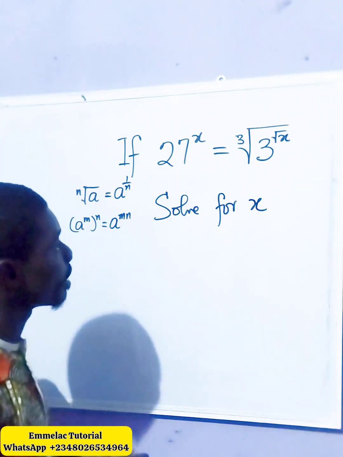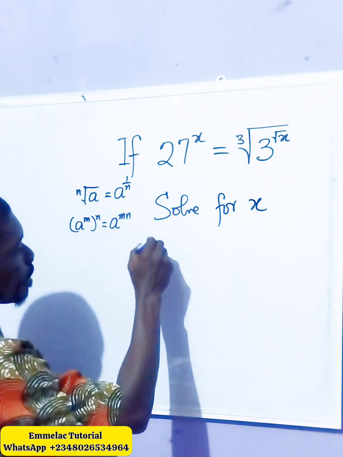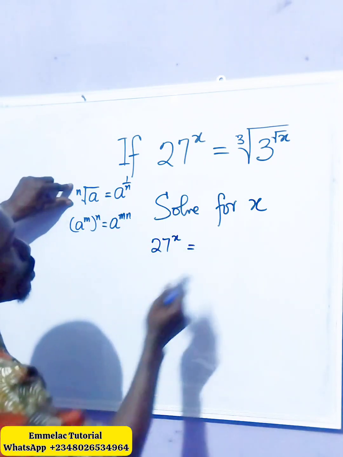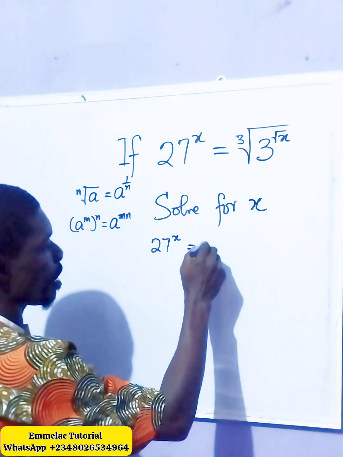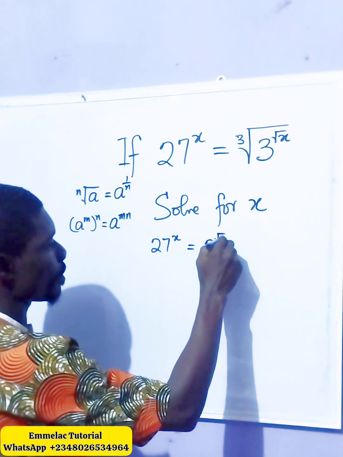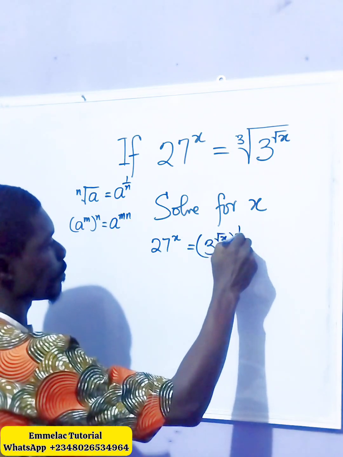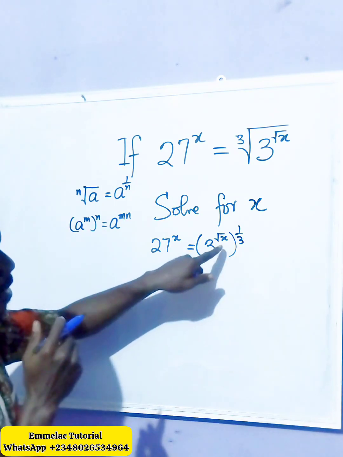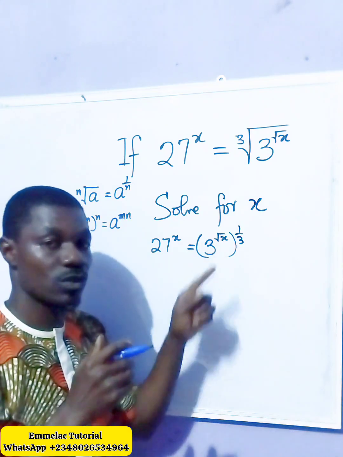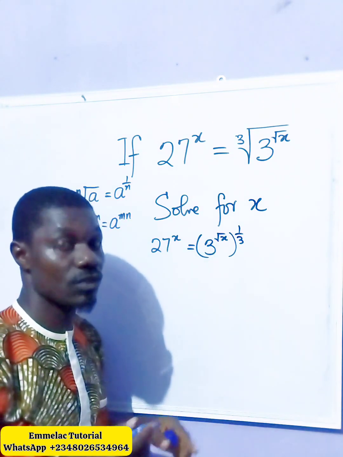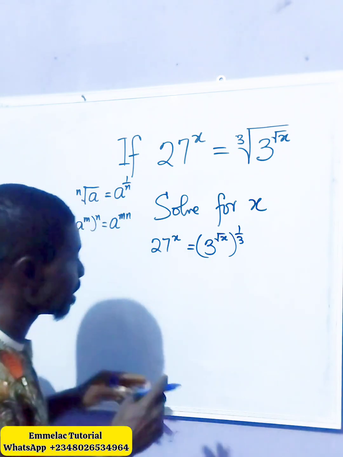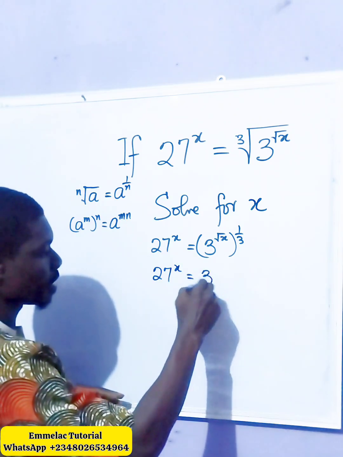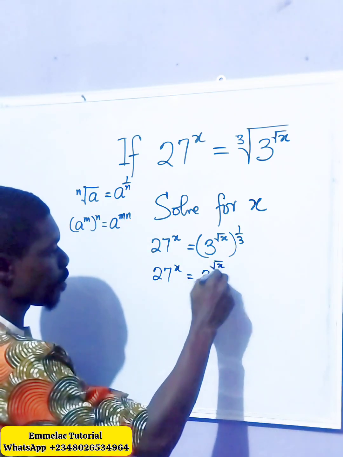Now we have 27 raised to the power of x equals, applying this rule to the right hand side, 3 raised to the power of the square root of x, raised to the power of 1 over 3. Now applying the second rule, the square root of x will multiply 1/3, which will give us the square root of x all over 3. So here we have 27 raised to the power of x equals 3 raised to the power of the square root of x all over 3.